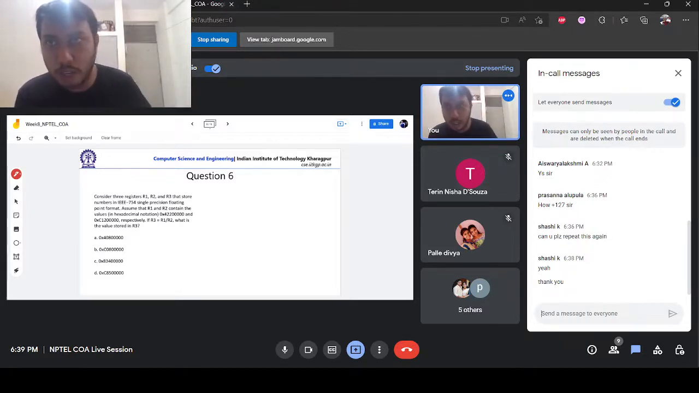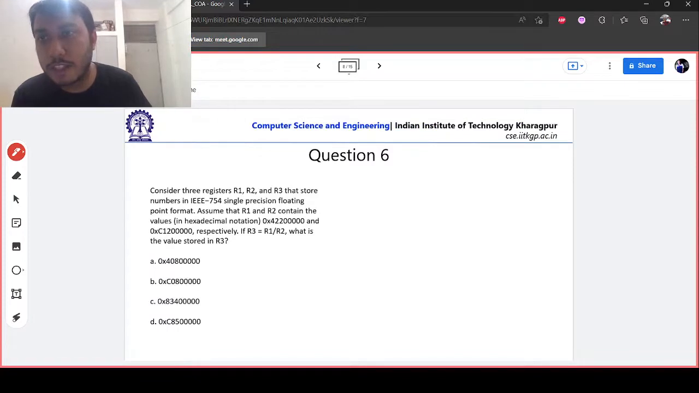So let's get to this problem. This is basically an easy calculation, but it is a laborious job, nothing more. So let's start one by one. What is in R1? R1 stores 0x42200000, right? So this is in hex format.